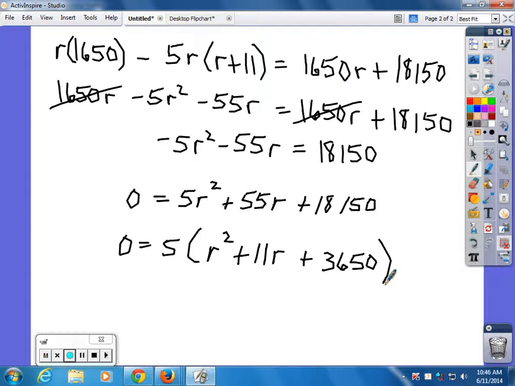3650. Miss Rose, I still get a positive 3650. We worked on this problem before class. And 55 and 66 will give you 11, but there's supposed to be a negative in there somewhere. At least that's what I come up with. But we're going to check to see what the answer is.